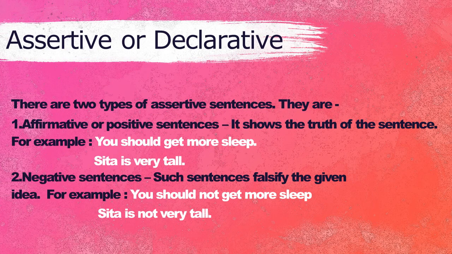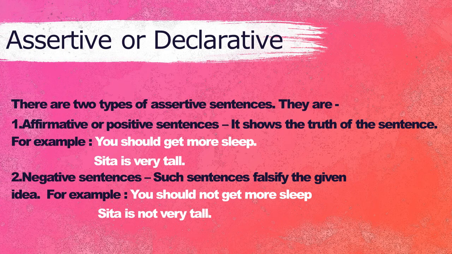Now, assertive sentences can be divided into two groups. There are two types of assertive sentences. They are affirmative or positive sentences. It shows the truth of the sentence. Examples: You should get more sleep. Sita is very tall. These kinds of sentences are called affirmative or positive sentences.